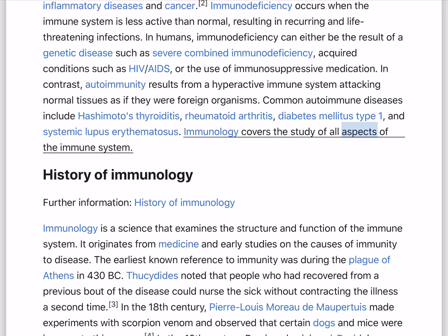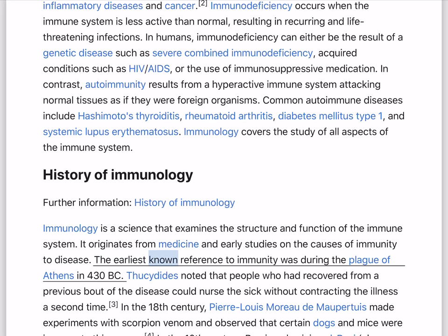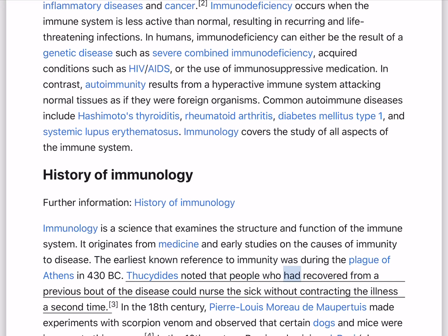History of immunology. Immunology is a science that examines the structure and function of the immune system. It originates from medicine and early studies on the causes of immunity to disease. The earliest known reference to immunity was during the Plague of Athens in 430 BC. Thucydides noted that people who had recovered from a previous bout of the disease could nurse the sick without contracting the illness a second time.